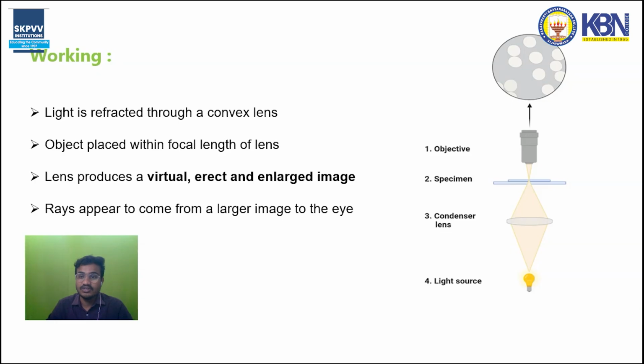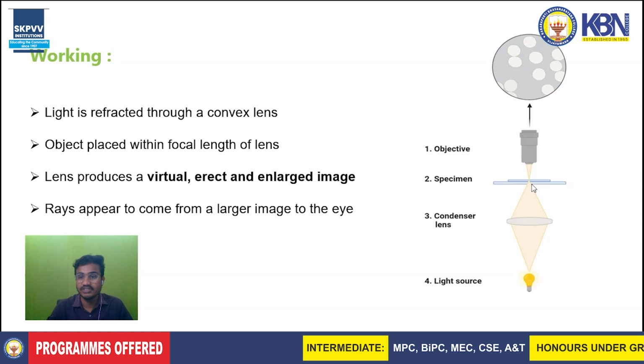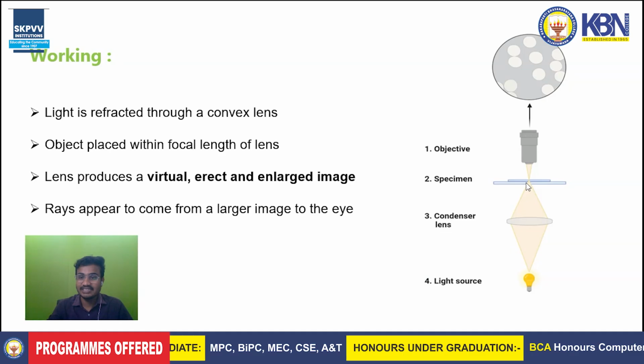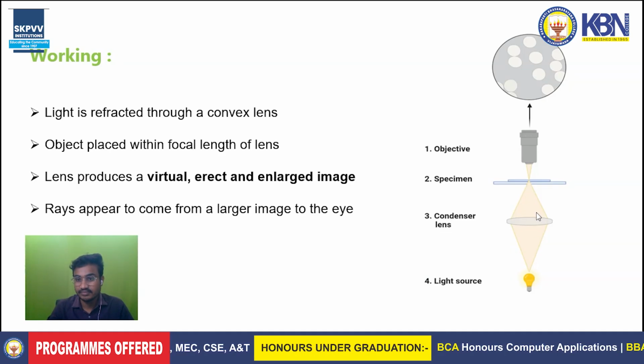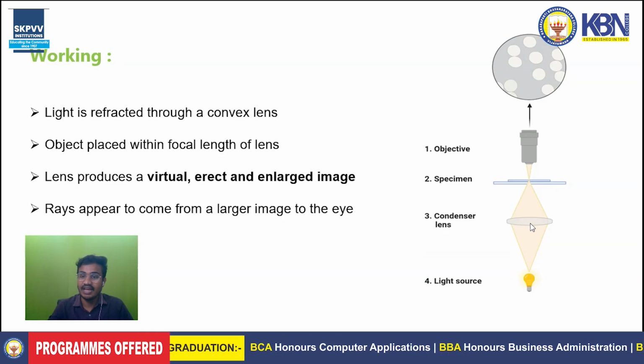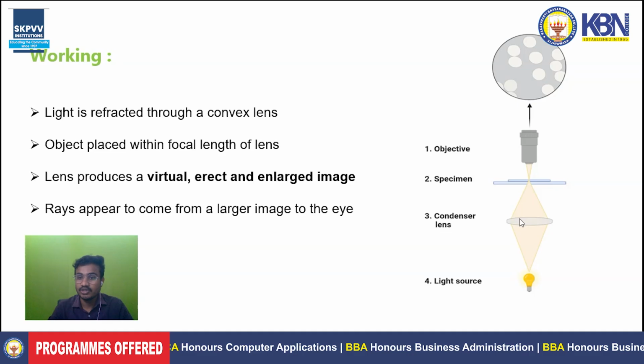In the simple microscope, light is refracted through a convex lens. Here we can see that the condenser lens is a convex lens. The light will fall on it and be converged onto the specimen stage. The object is placed within the focal length of the lens. These lenses have some focal length, right? The specimen should be placed within the focal length of this convex lens. After this process we are able to see a virtual, erect and enlarged image of the specimen.